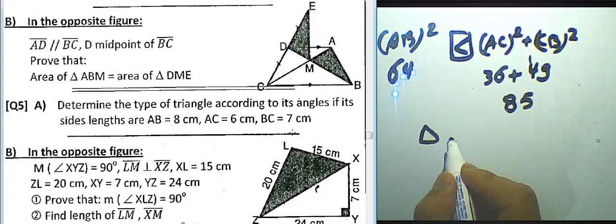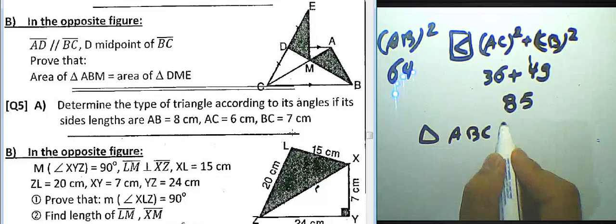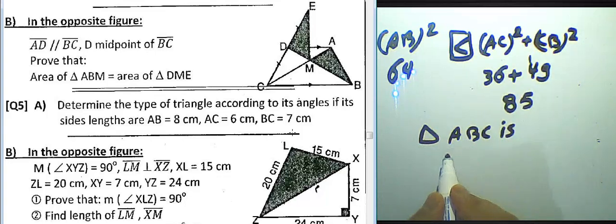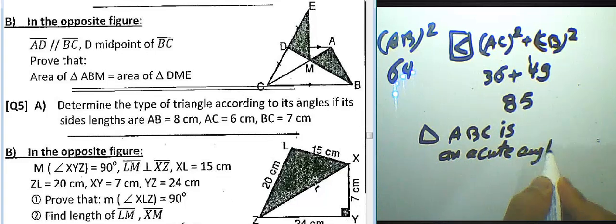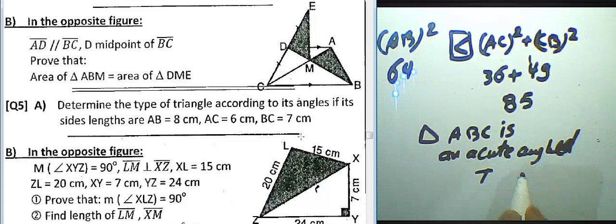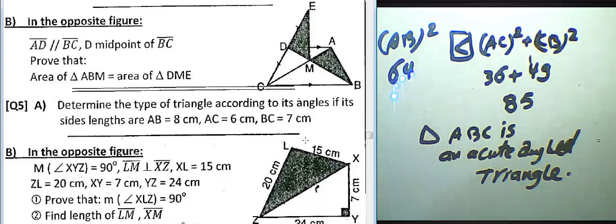Triangle ABC is an acute angled triangle. Acute angled triangle. We call it what? Acute angled triangle.